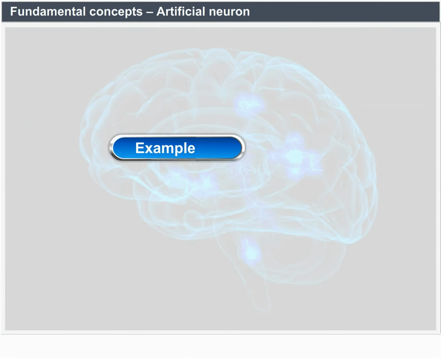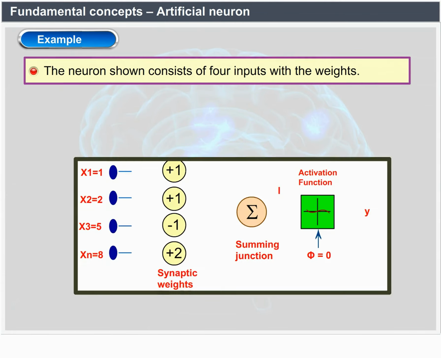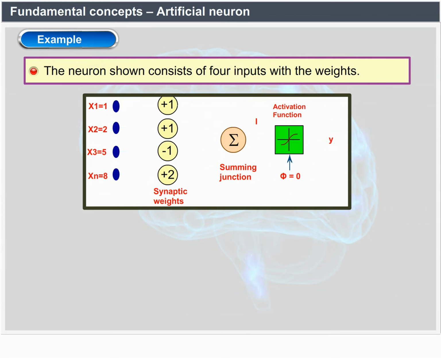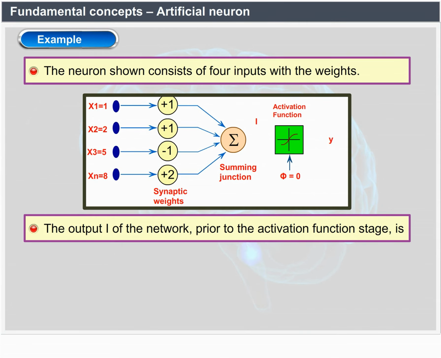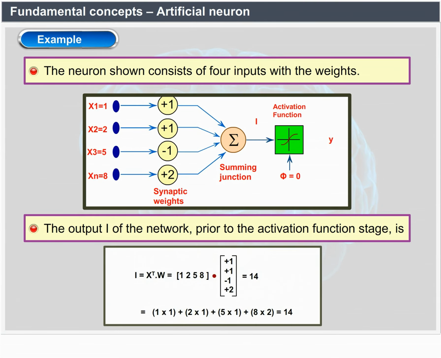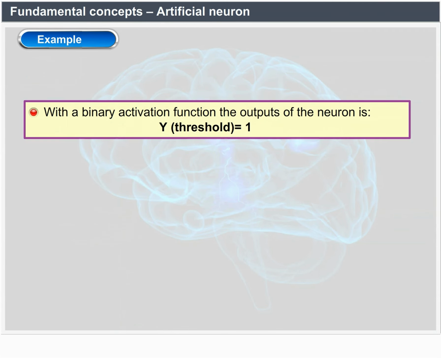Example. The neuron shown consists of 4 inputs with the weights. Neuron structure is shown in the below picture. The output I of the network prior to the activation function stage is shown below. With the binary activation function, the output of the neuron is Y, with threshold equal to 1.